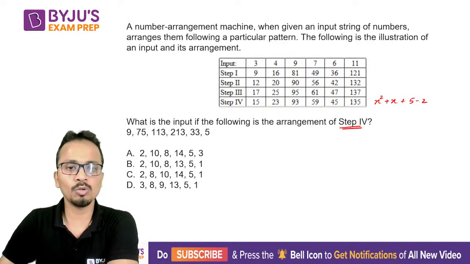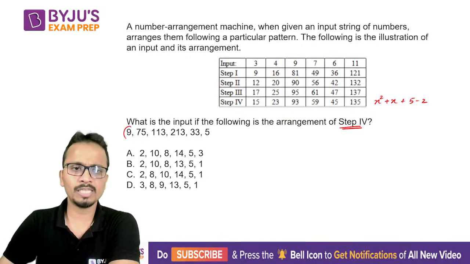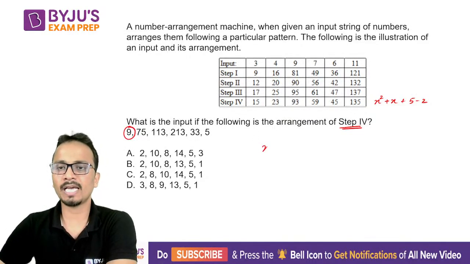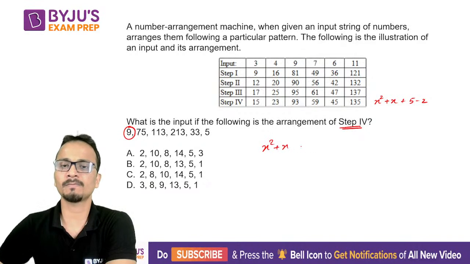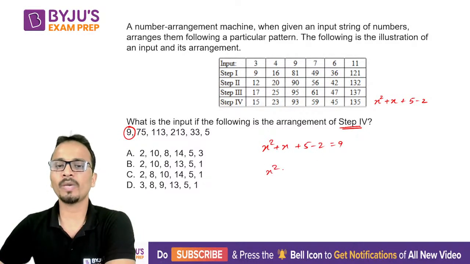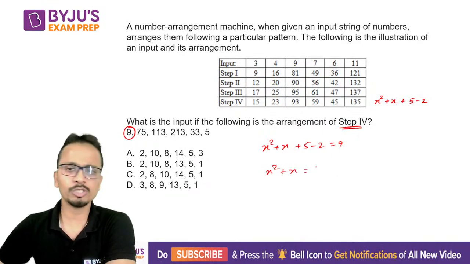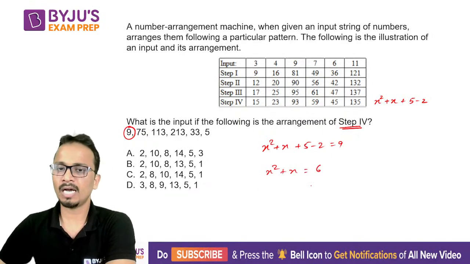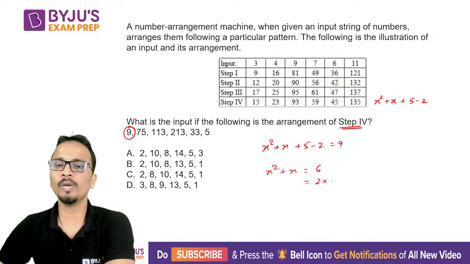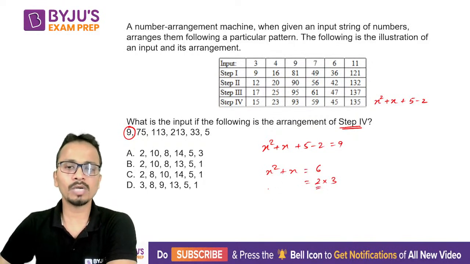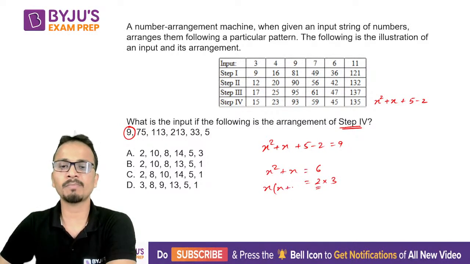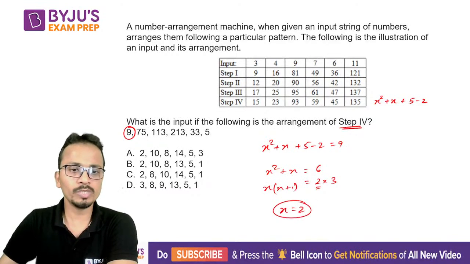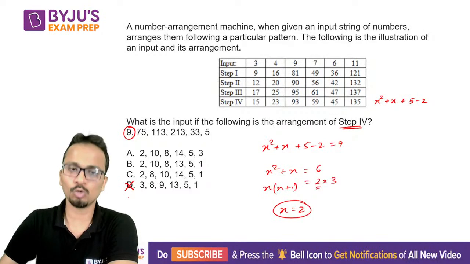I just have to compare two numbers. So let's say I start with 9 and put it as x square plus x plus 5 minus 2 equal to 9. So x square plus x, what will its value be? It will be equal to 6. Again, I'll write 6 as 2 into 3, product of two consecutive numbers, which is x into x plus 1. So the value of x here will be equal to 2. So 2 is the value of x, so I can eliminate the fourth option.